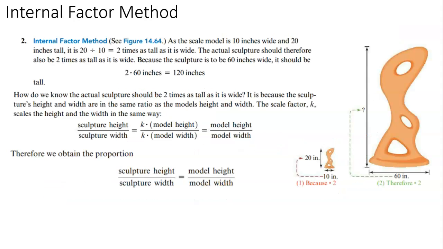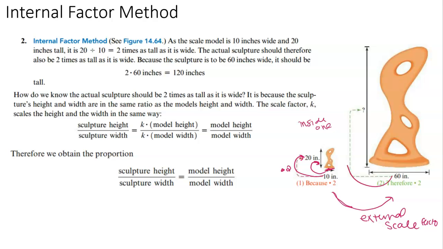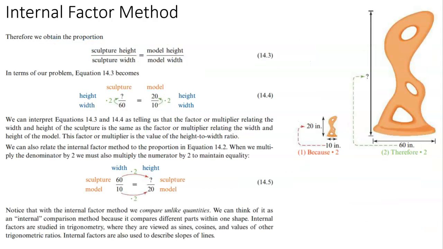So if we were to use the internal factor, remember before, we said, okay, how is this shape related to that shape? That was our external scale factor. But now we're going to say, how is this related to that? How is it related inside one shape? That's the internal factor. So we would say, how do you get from 10 to 20? Well, that's times 2. So then from 60 to what is also going to be times 2. See how in the scale factor we go outside of the shape, and on the internal we stay within our own shape here. And that's pretty much it.